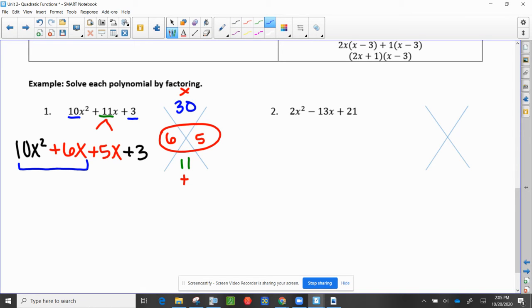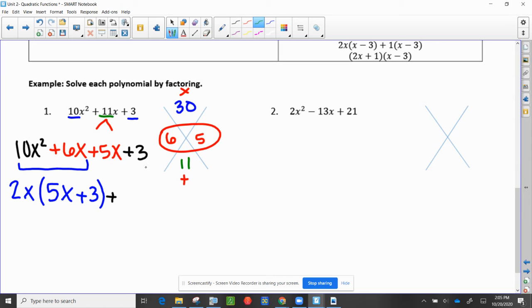So if I look at my first group, I have a 10x squared and a 6x. Well, I can take out a 2 from each of those numbers and an x from each term. If I take out 2x from each, 10x squared divided by 2x is going to leave me with 5x. Bring down the plus sign. 6x divided by 2x, that's going to leave me with just a 3. I'm going to bring down my sign in the middle.